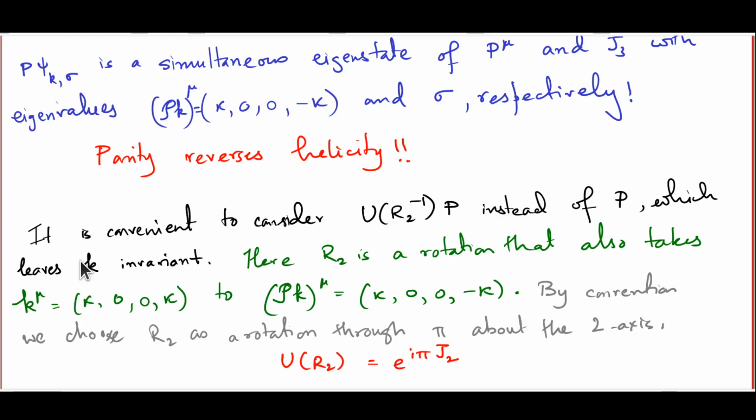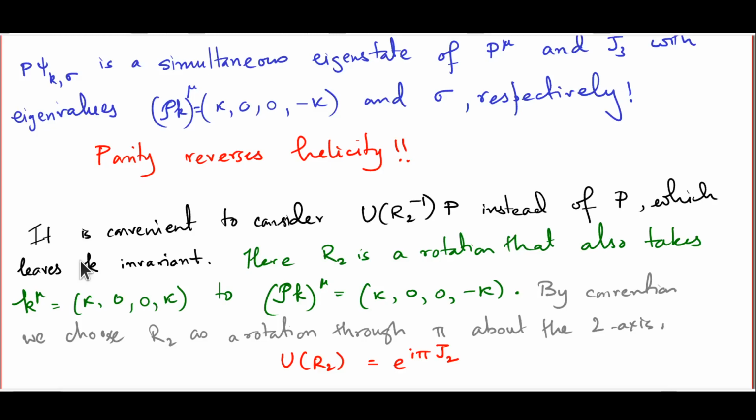All you do is think of another Lorentz transformation, in this case a rotation, that will also take k^μ, the standard form momentum, to the parity reversed version of the standard form momentum, (κ, 0, 0, −κ). Now there are infinitely many rotations that will do the job, but the most convenient one that is chosen, and that's actually indicated by the name R2, is a rotation through π about the 2 axis.